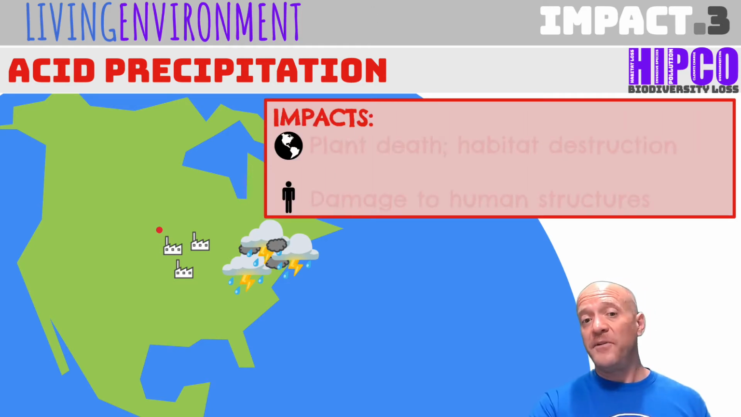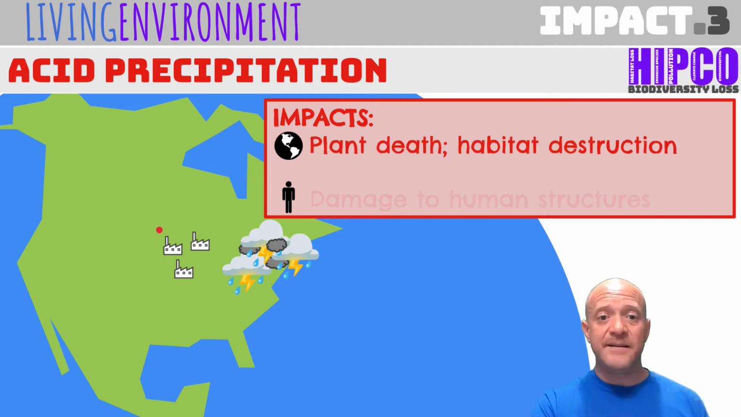Now there are multiple impacts. It can impact both the environment and humans. For the environment, it can contribute to plant death, because plants can't grow in acidic soil. So it will lead to the death of plants and also habitat destruction.